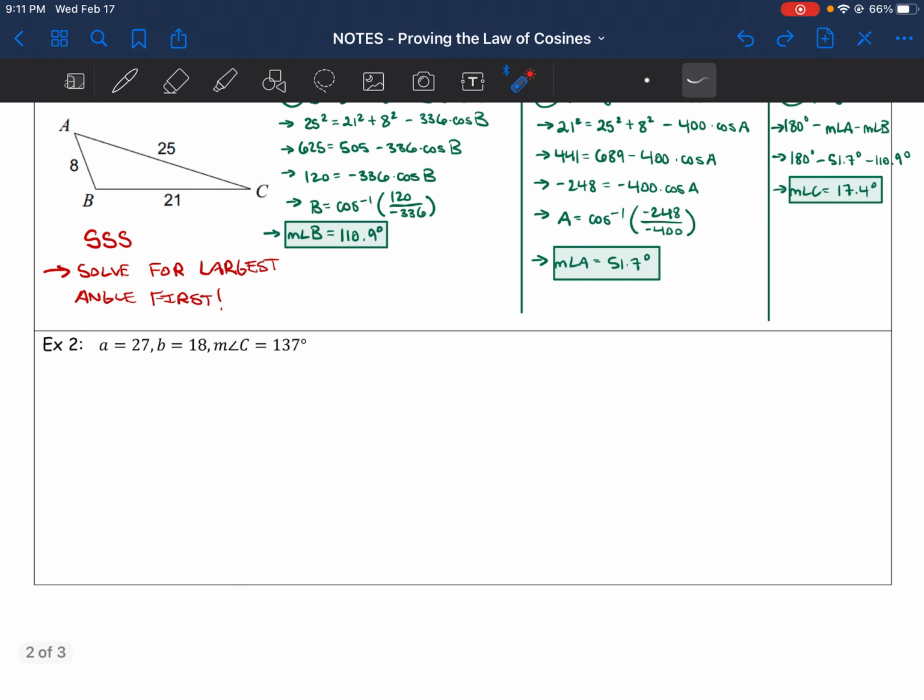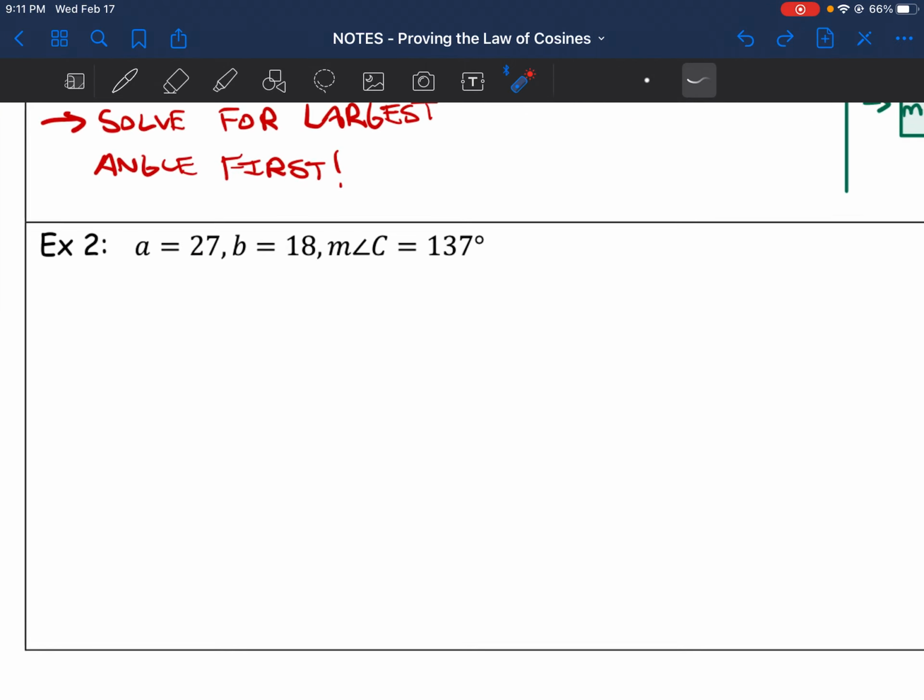Okay, one more example. Let's go through an example that's not a side-side-side triangle. In the second example, we have A equal to 27, B equal to 18, and the measure of angle C is equal to 137.